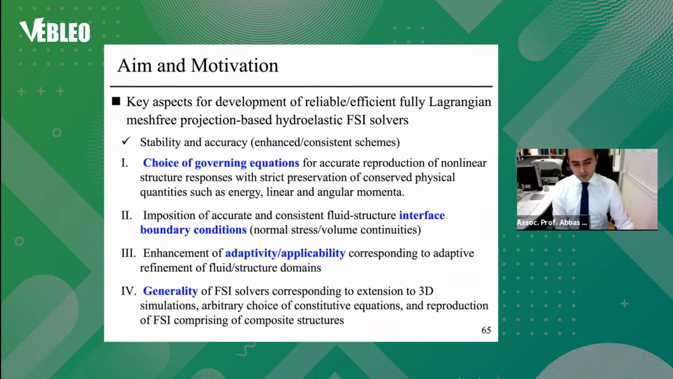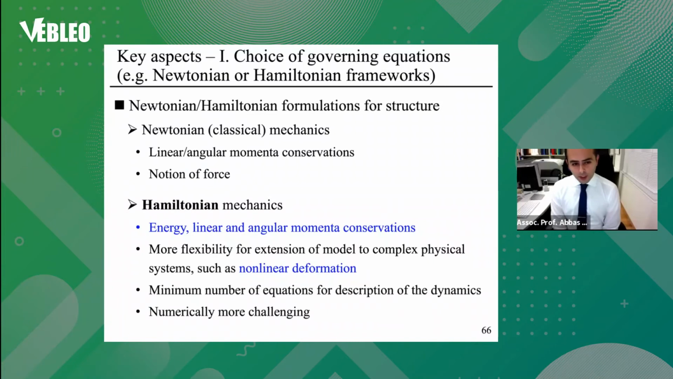For interface boundary conditions, we need to ensure that in discrete form these boundary conditions are guaranteed. Then adaptivity or applicability also needs to be ensured. And then generality, because we may have not only elastoplasticity, but also composite structures or orthotropic structures, in which we do not have isotropic behavior in the matter. So we need to consider all of these aspects for the development of a robust, reliable hydroelastic FSI solver.